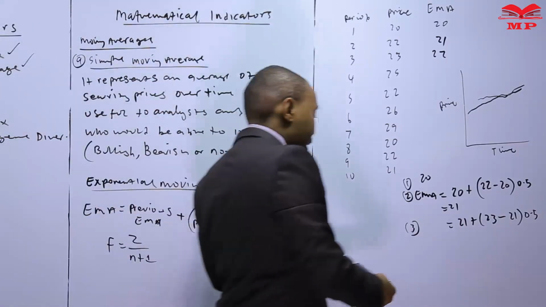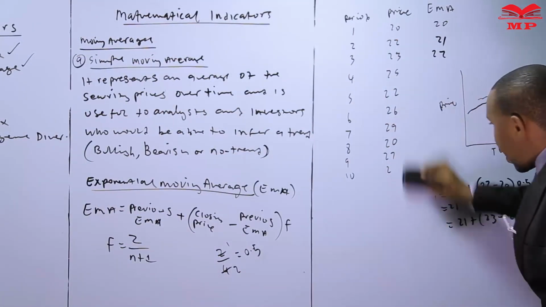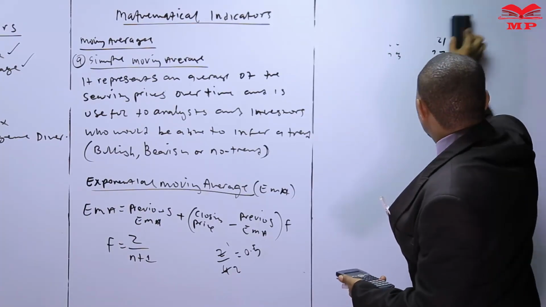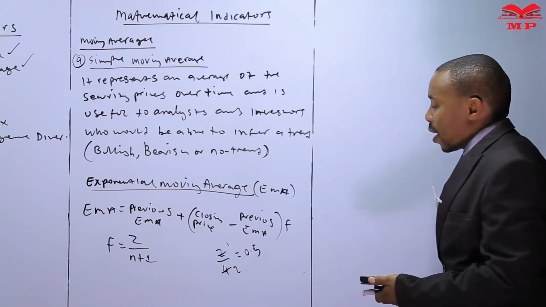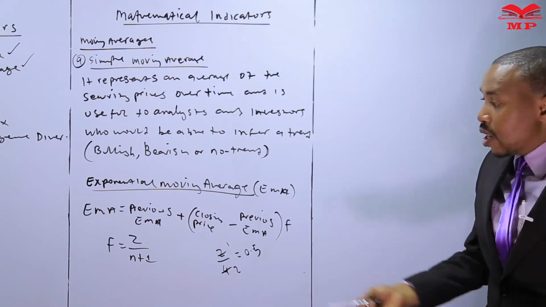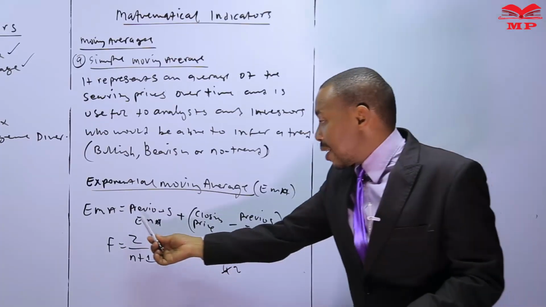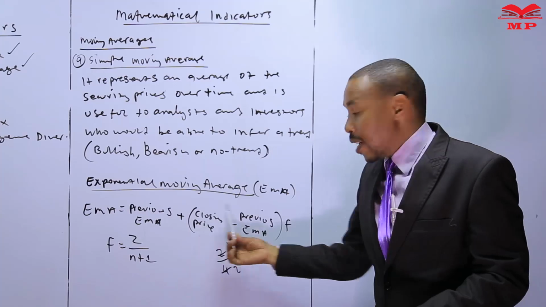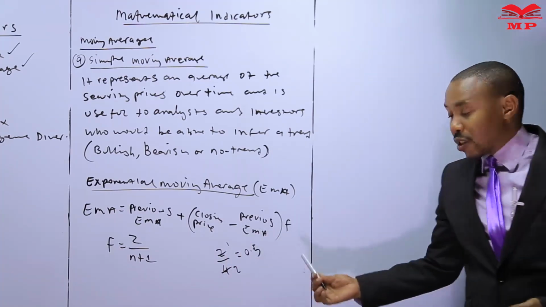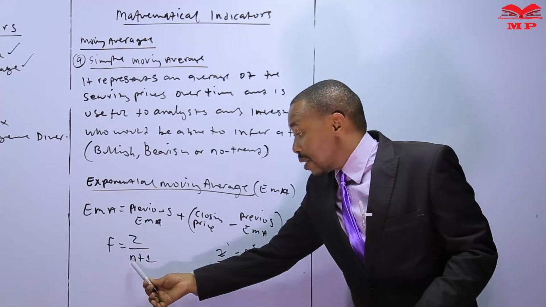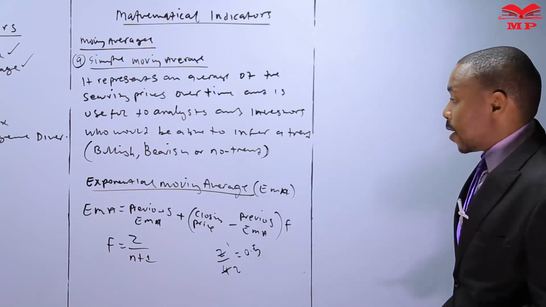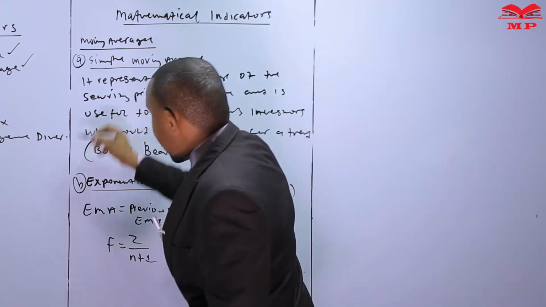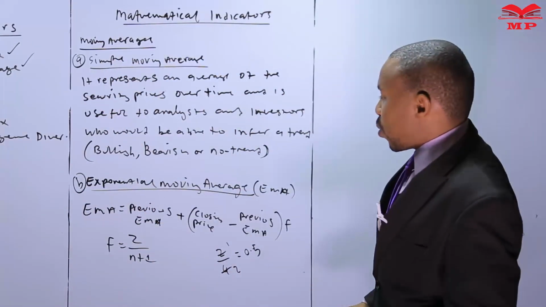Having looked at that brief description, that is how we are expected to compute the exponential moving average. It is pretty direct. You just need to understand the formula: the previous EMA plus the difference between the closing price and the previous EMA, multiplied by a constant, which is f, and N represents the number of moving average periods provided. Those are the two. A is the simple moving average, B is the exponential moving average.